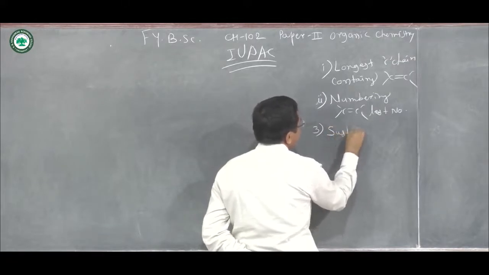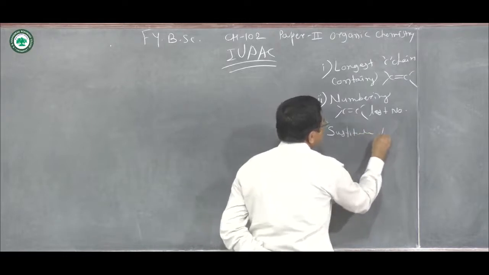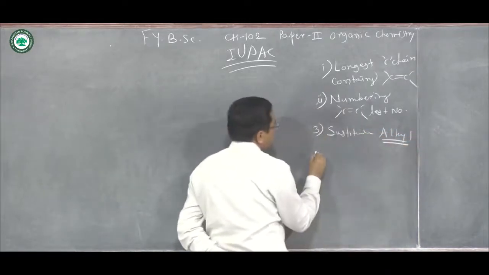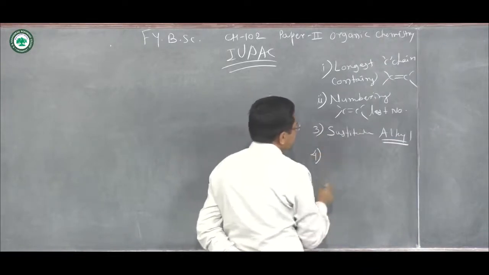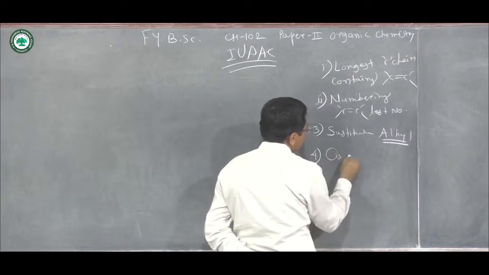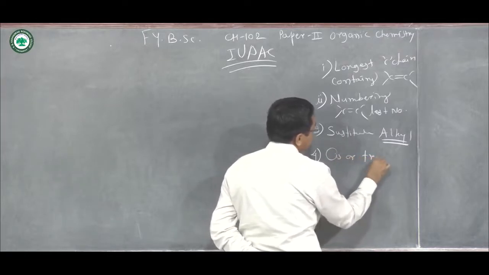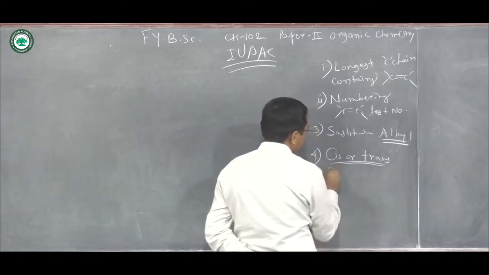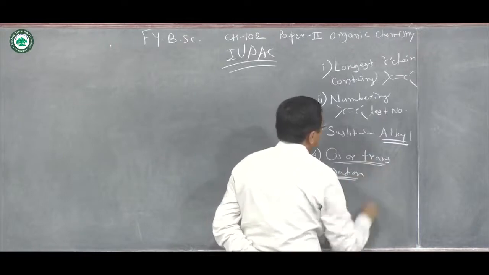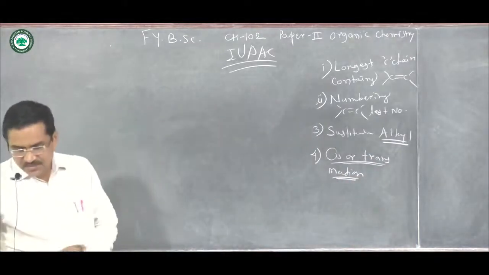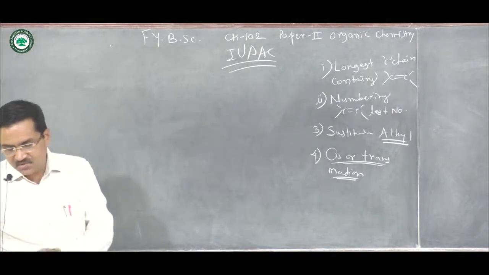substituent, generally alkyl group. And last one, suppose there is cis or trans isomerism, we mention the cis and trans isomerism. Now we will take some examples for this.